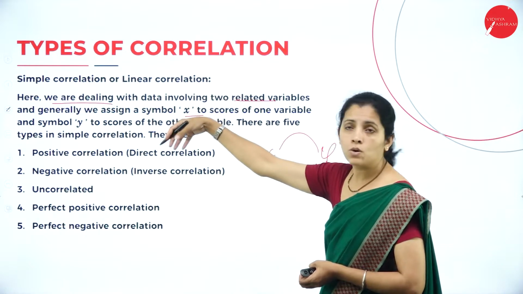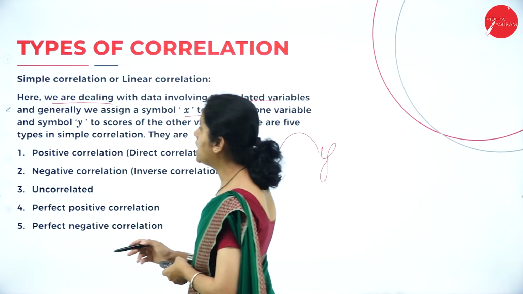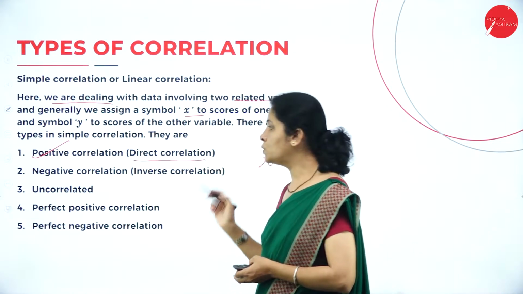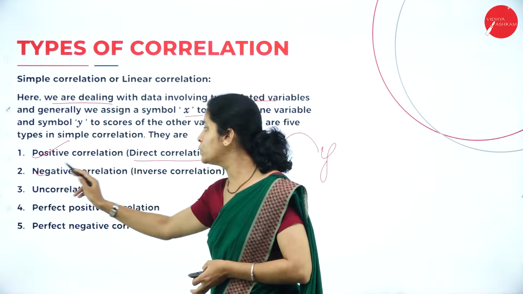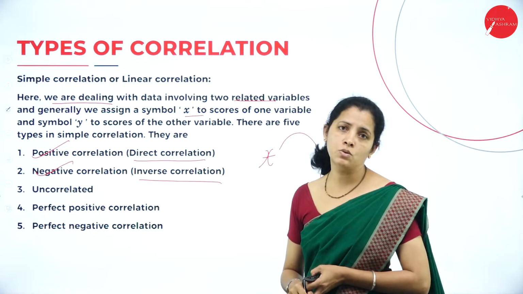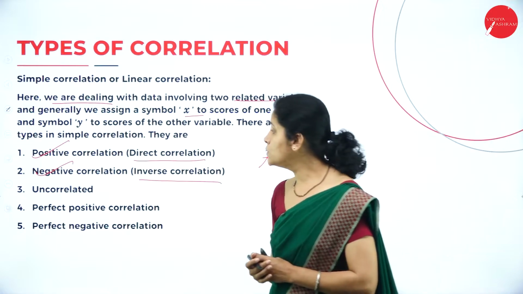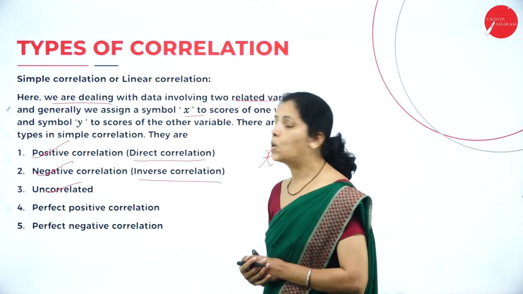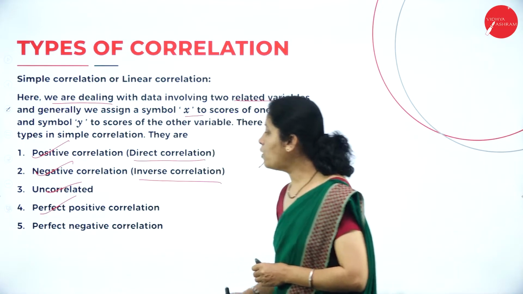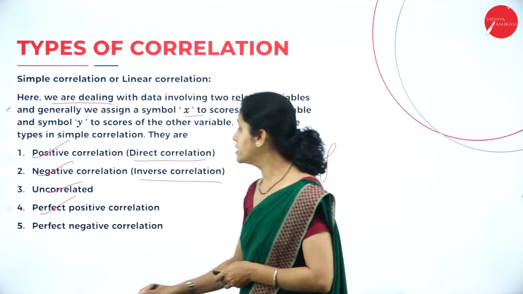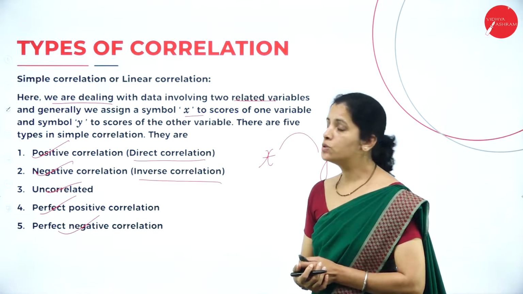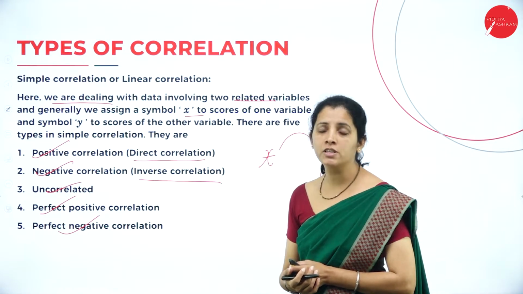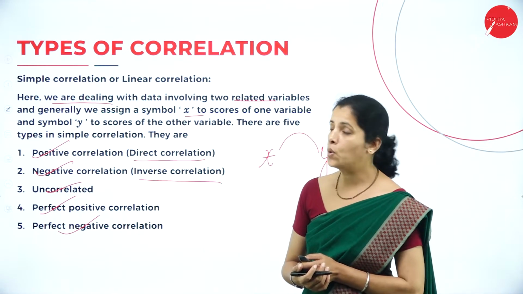Under linear correlation, I'm going to have 5 types: positive correlation or direct correlation, negative correlation or inverse correlation, the third one is unrelated correlation or uncorrelated, perfect positive correlation, and perfect negative correlation. So dear student, you can expect the question like what is correlation and explain the types of correlation.